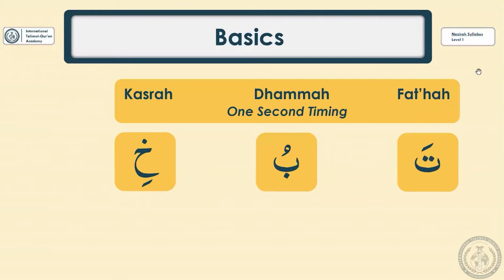So the basics are that we have the short strokes. Okay, so in the yellow boxes, we can see some letters that carry the short stroke. So for example, over here, we can see that this letter carries a fatha, this letter carries a dhamma, and this letter carries a kasra. And we know that these short strokes require a timing of 1 second.